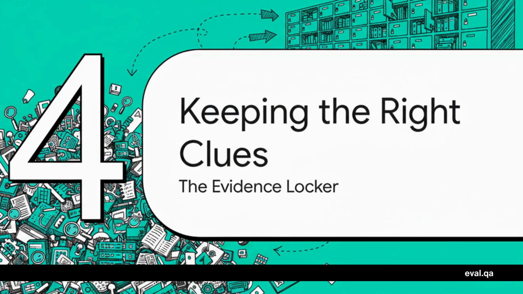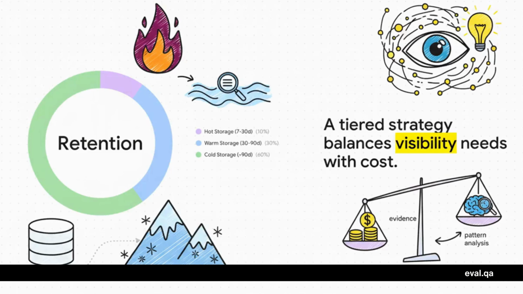If we're collecting this much evidence for every single interaction, we're going to have a mountain of data. This brings up a whole new challenge. Where do you put it all? It's like trying to manage a massive police evidence locker. You need a system. The smart way to handle this is with tiered retention.